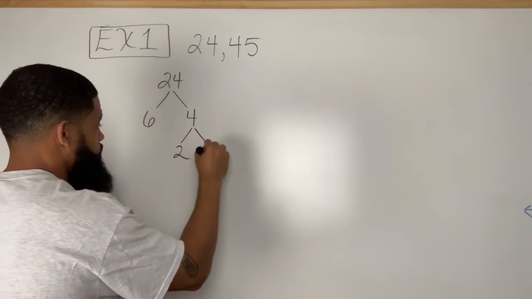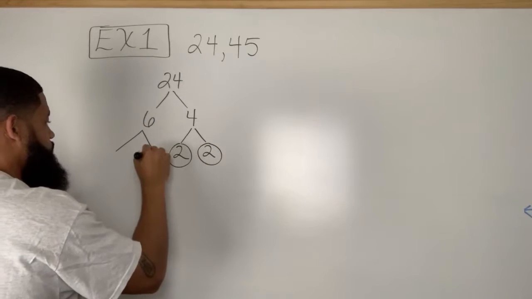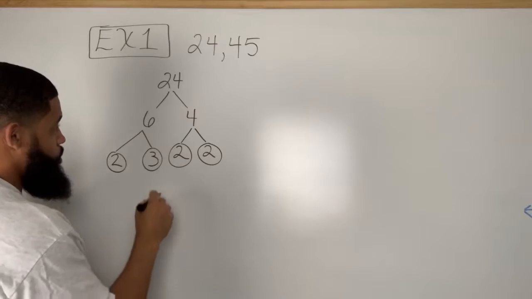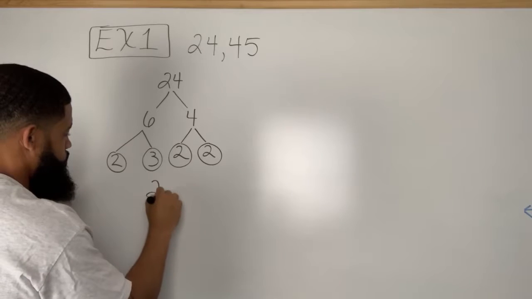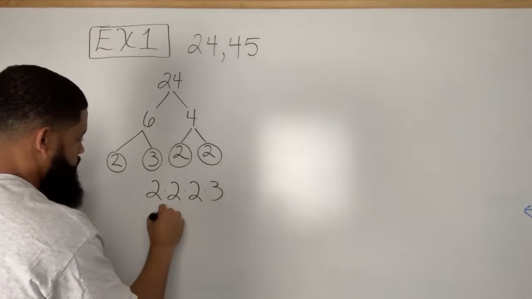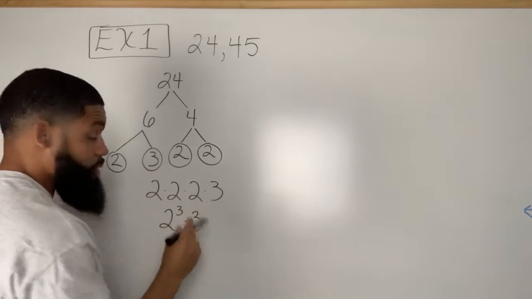Okay, so 2 times 2, circle that. And then over here I have 3 and 2. All right, so the prime factorization of 24 is 2 times 2 times 2 times 3. It's also known as 2 to the third power times 3.